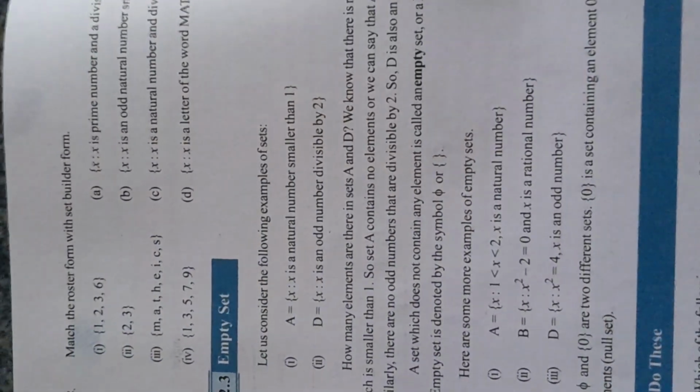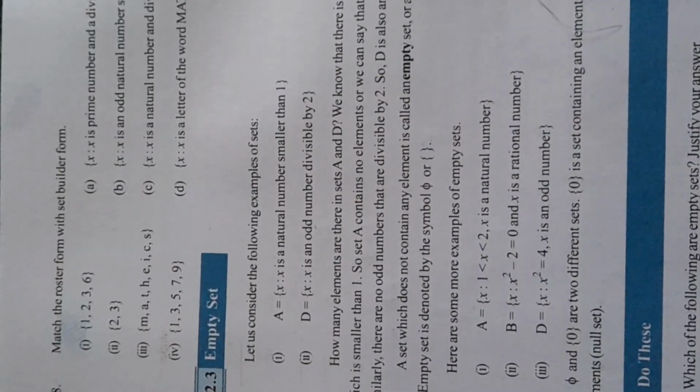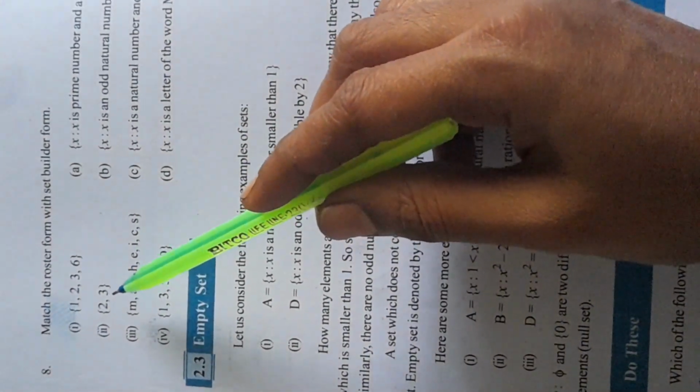Second one is {2, 3}. These two are prime numbers and also the divisors of 6. So the answer is A, x is a prime number and the divisor of 6.